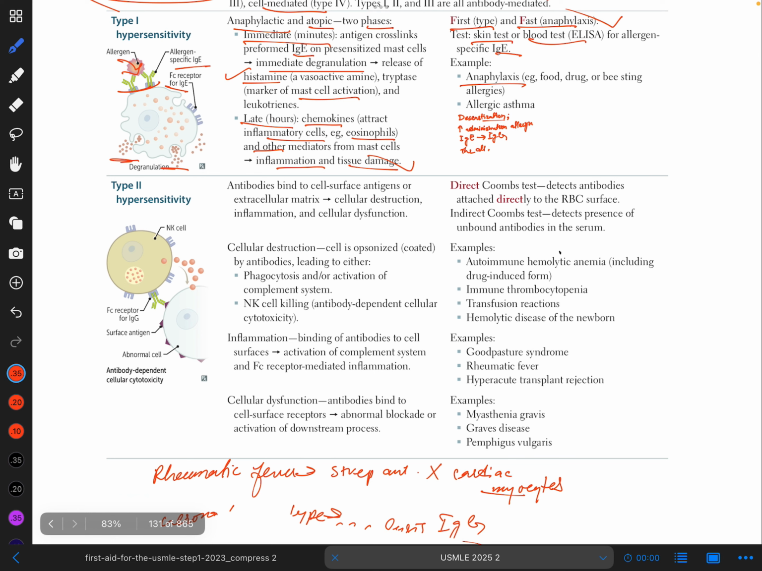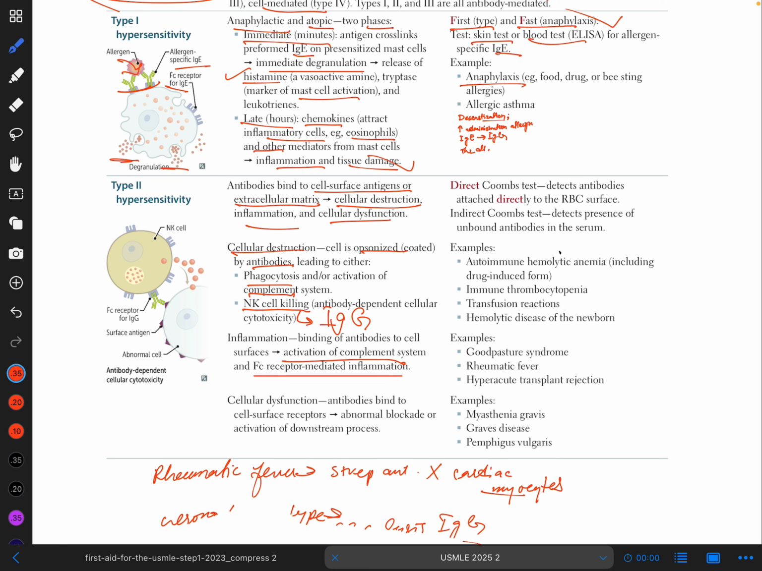Let's read from here. The antibodies bind to the surface of antigens like cellular matrices. It causes cellular destruction, inflammation, and cellular dysfunction. In cellular destruction, the cell is opsonized, coated by the antibody, leading to phagocytosis, complement system activation, or natural killer cell killing by antibody-dependent cellular cytotoxicity, for which the immunoglobulin involved is IgG. In inflammation, antibodies bind to the cell surface, leading to activation of the complement system and Fc receptor-mediated inflammation.